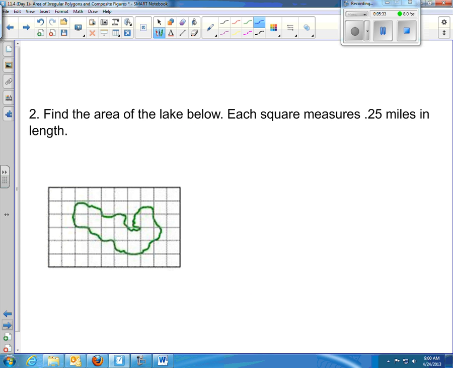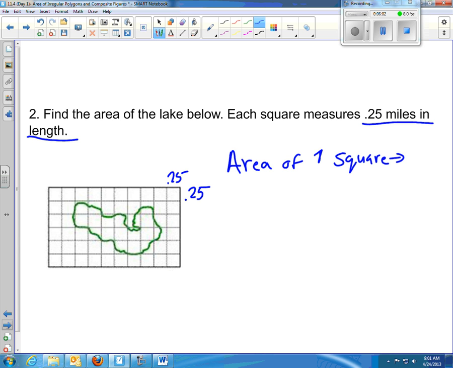All right, so we would follow the same exact rules and steps for problem 2 to find the area of the lake below. The only thing that I'm going to ask that we do together as we talk about is 0.25 miles in length. So this is 0.25 and this is 0.25. Again, we are multiplying to find the area. So if we multiply those, the area of 1 square is going to be 0.0625. Otherwise, I want you guys to do that all on your own.